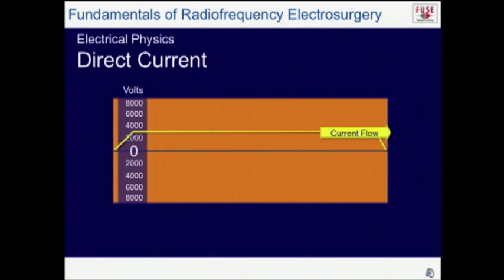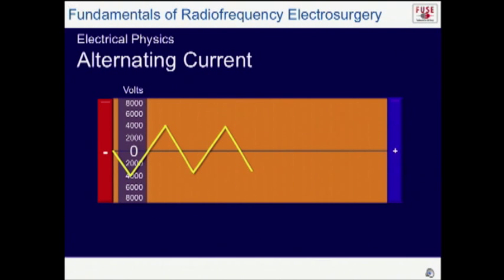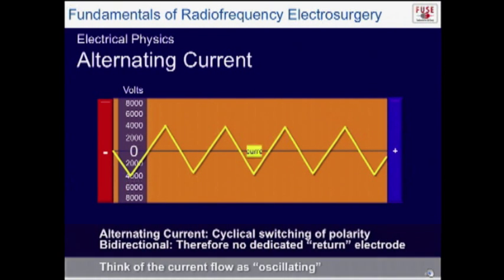But with alternating current, the polarity is changing. How many times a second? 500,000 times a second. So on our oscilloscope, we would see this alternating polarity. And as a result of that, there is no net current flow. It's oscillating. So think of it as an oscillating polarity. Think of the electrons as moving back and forth like this, rather than flowing in a circuit.